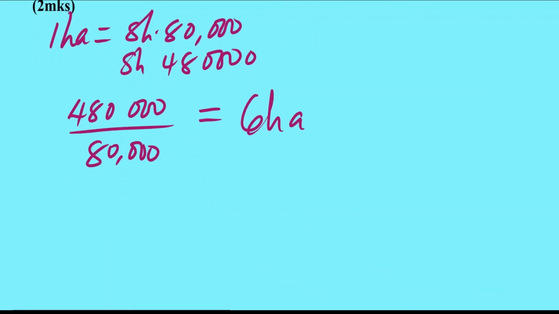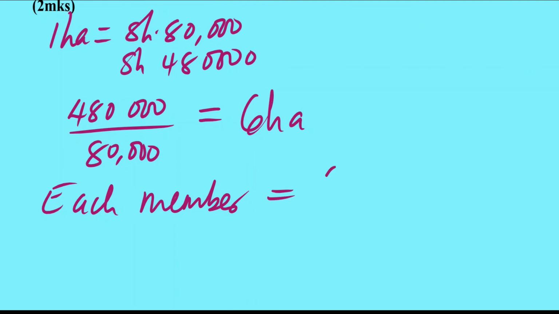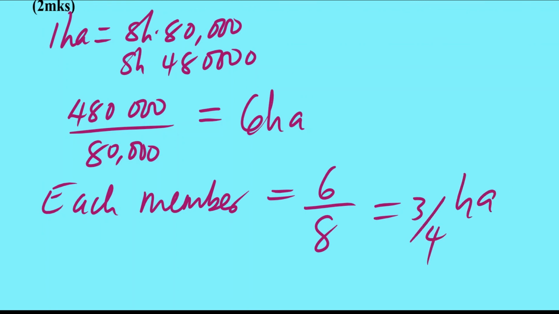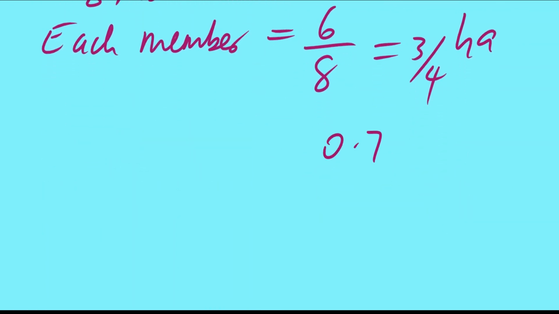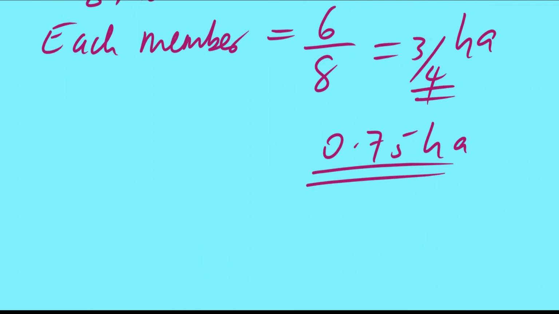And since they were to get equally, they were to subdivide 6 hectares among the 8 members. So each member, getting these 6 hectares, you divide by all the members, and this will give 3/4 of a hectare. Or you can write it as 0.75 hectare. That is the same as 3/4. So you can just give it as a fraction or as a decimal. That is how you're supposed to work out that question.